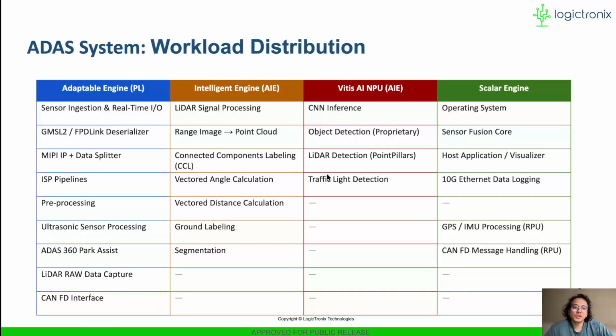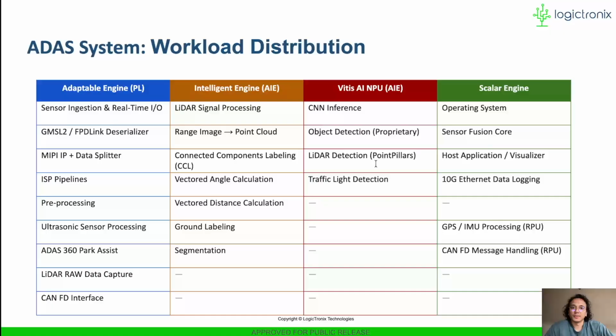So for the workload distribution of the ADAS system architecture that we just saw, we have arranged the data in a table with the segmentation of each different domain. For the adaptable engine, the components that are implemented in PL are GMSL2 deserializer, MIPI, data splitter, ISP pipelines, pre-processing, ultrasonic processing, ADAS 360 park assist, LiDAR raw capture, and the CAN-FD interface. All of the sensor entry points are in the programmable logic.